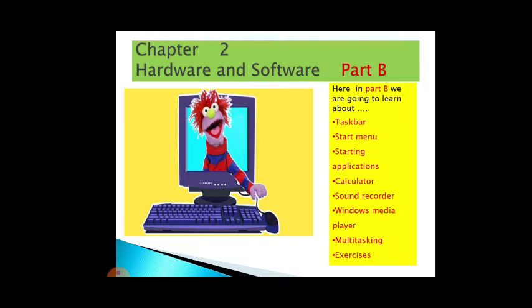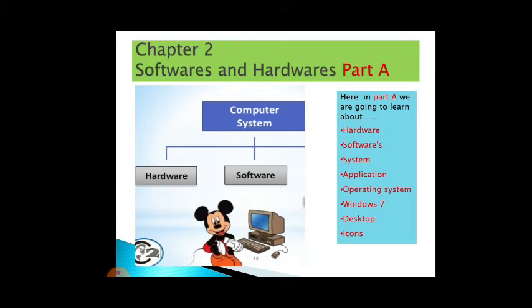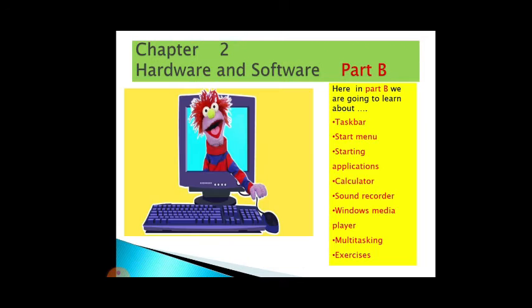So in part B, we are going to learn about the taskbar, start menu, starting applications, then calculator, sound recorder, Windows Media Player, multitasking and some exercises which is behind your textbook. So shall we start now? Hope you are all fine and healthy and there is no doubt in the first chapter. So if you have any doubts, you can clarify in the group.